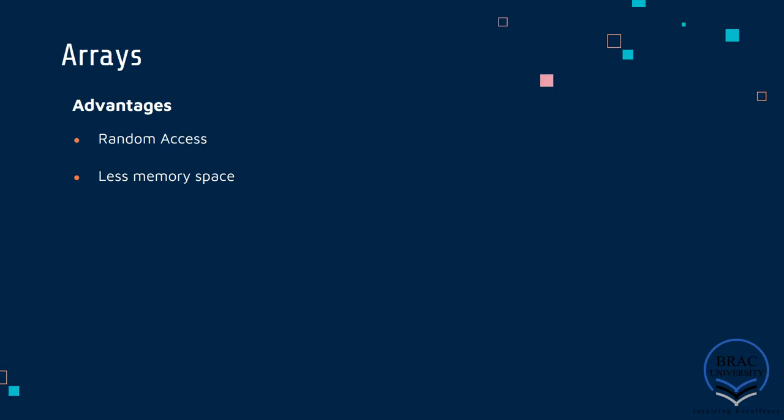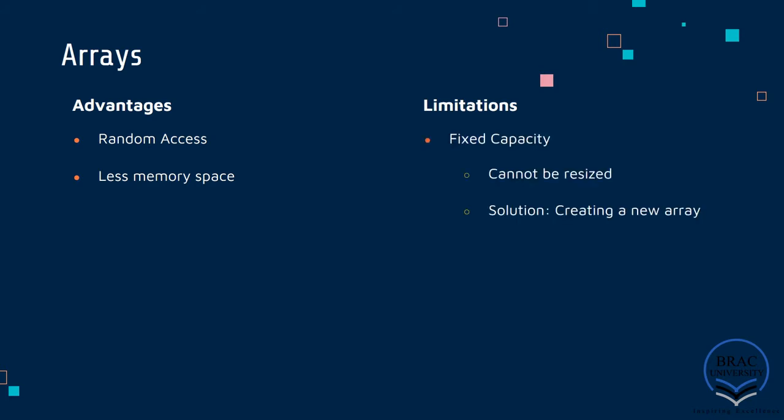Now we are going to talk about the limitations that the array has. The first limitation is the fixed capacity. What I mean by fixed capacity is that when we declare an array, we have to say what the capacity of this array will be. For example, if the array will hold 5 elements, or 10 elements, or 100 elements, we have to declare it. We cannot have anything beyond the capacity that we define.